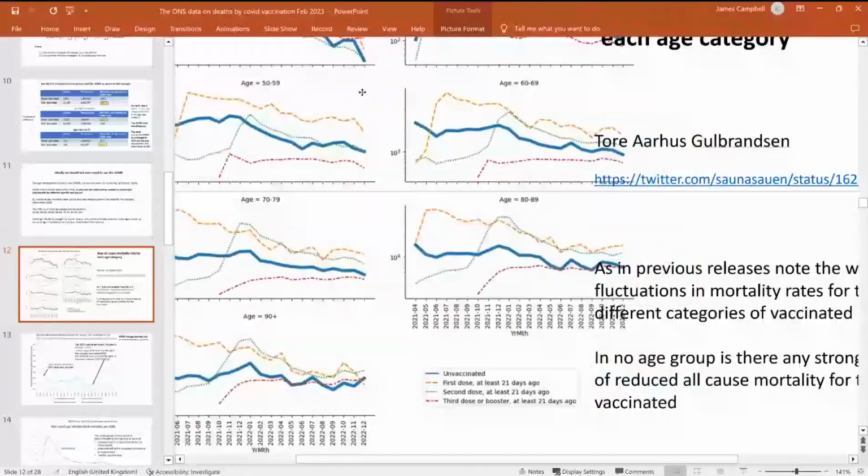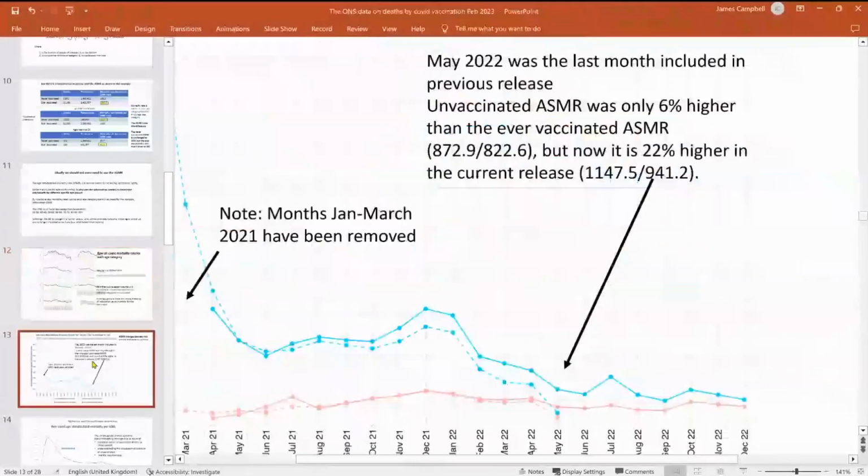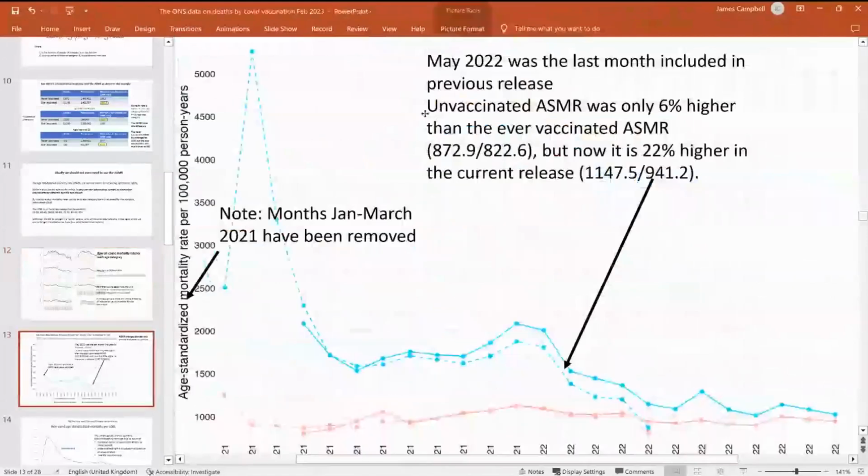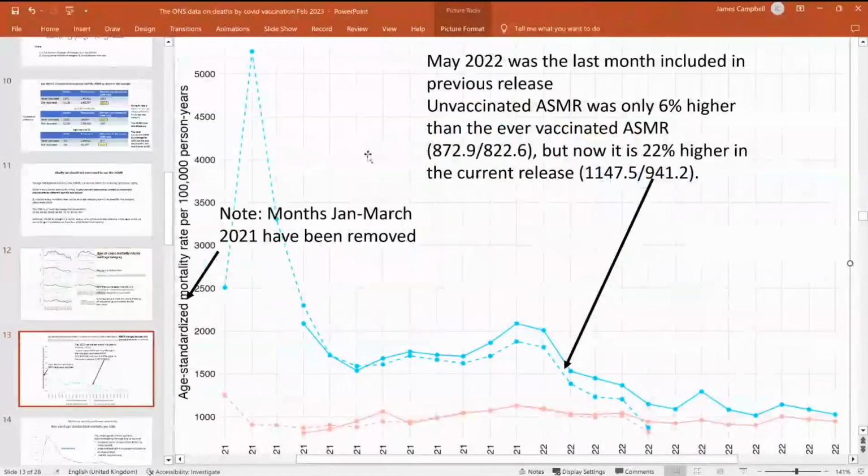Let's move on to the next one, because this is the most critical plot of all. This was very helpfully provided by a colleague, once again anonymous. Are you happy this is good data, Norman? You're happy with the interpretation? Oh, this is right, because this is absolutely taken straight from the ONS data. In fact, the bold lines are the exact plot that was in the Daily Mail.